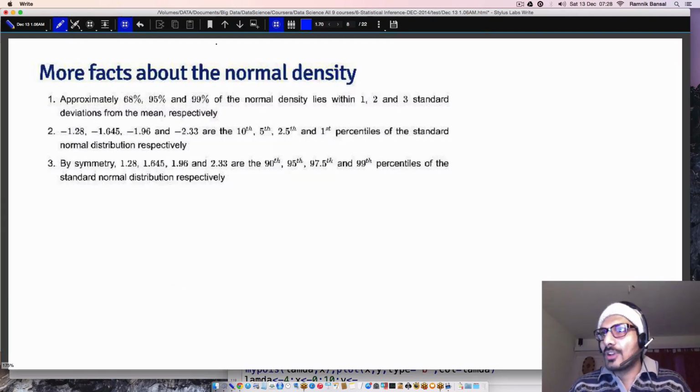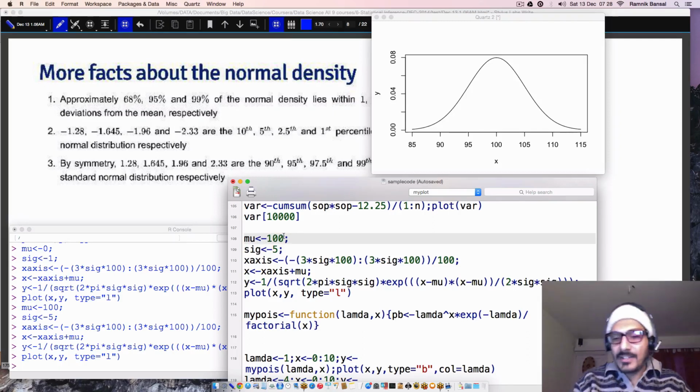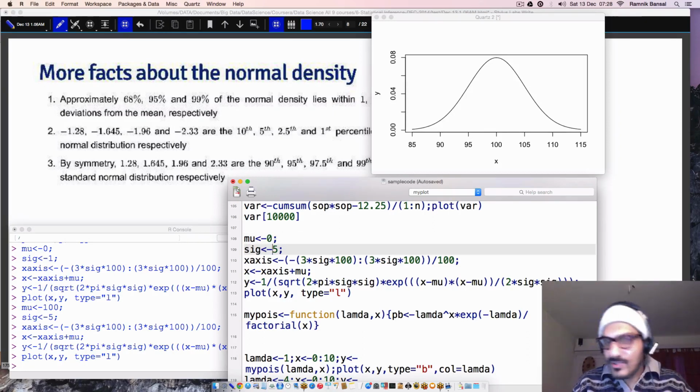All right. So now let's look at some of these. So now he's saying, what are the numbers that are typically used? One is that you're interested in 68%, 95%, and 99% of the normal density. They lie within first, second, and third standard deviation from the mean, respectively. All right. So what does that mean? Okay, coming back to our R, let's draw it for a standard case, right? Mu is equal to 0, sigma is equal to 1. All right.